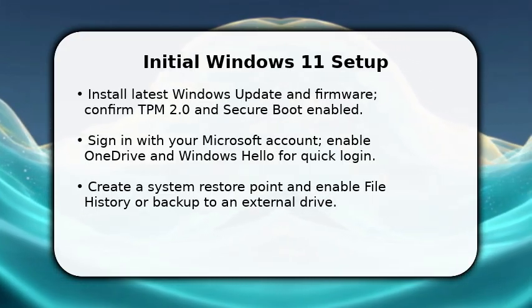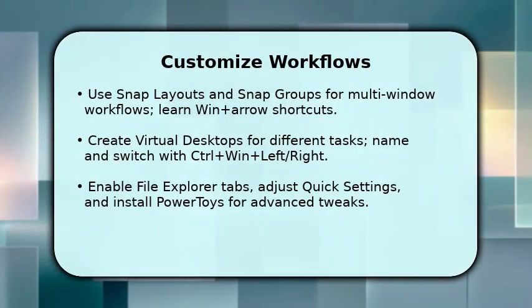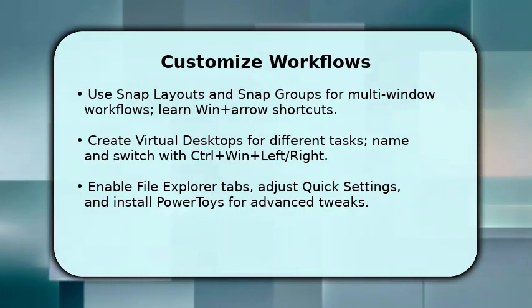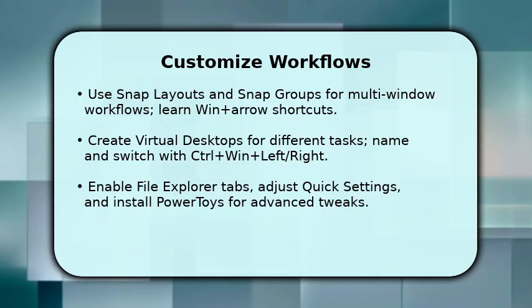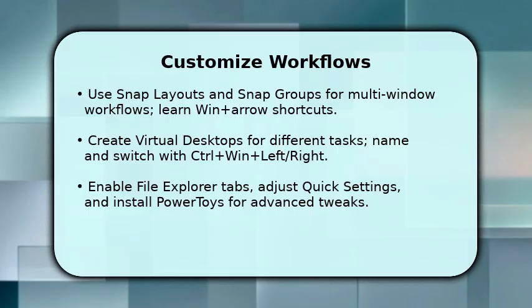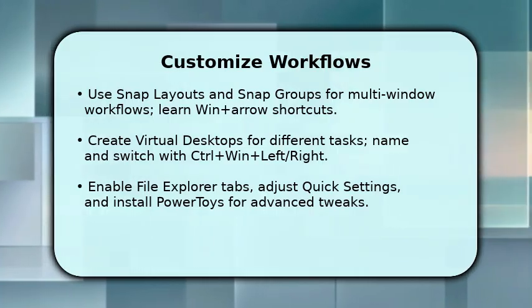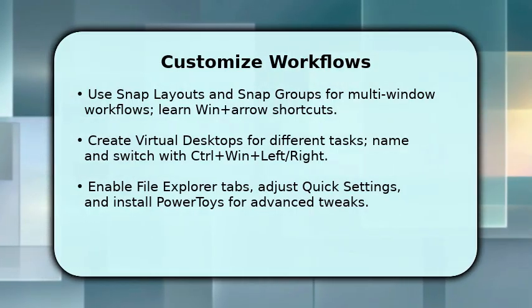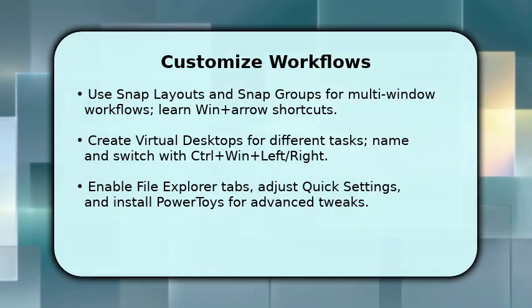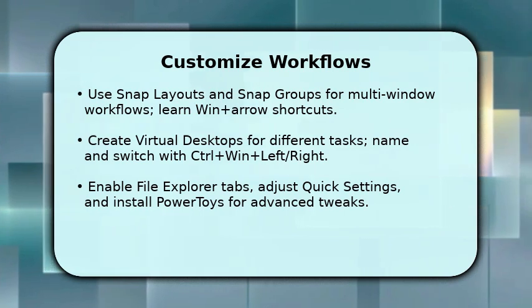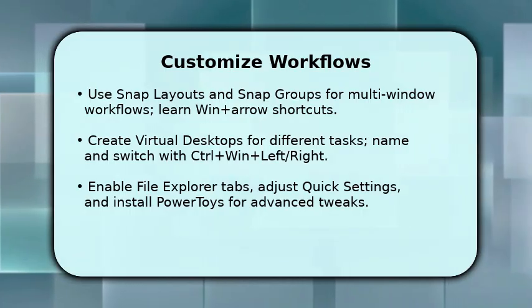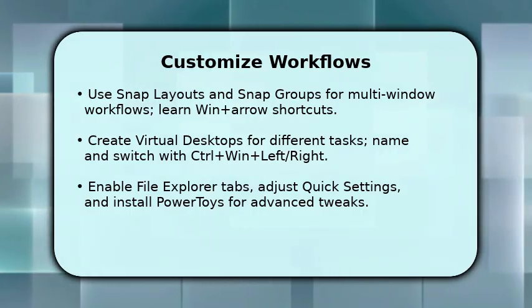Now you optimize how you work. Arrange windows with snap layouts and memorize Win plus left/right to snap quickly. This saves constant resizing. Create distinct virtual desktops for focused tasks. Use Control plus Win plus left/right and name them so you don't lose context. Turn on File Explorer tabs and reorganize quick settings so frequent controls are one click away. If you want power features like fancy zones or keyboard remaps, install Microsoft PowerToys. Doing these steps reduces friction and keeps you moving faster throughout the day.